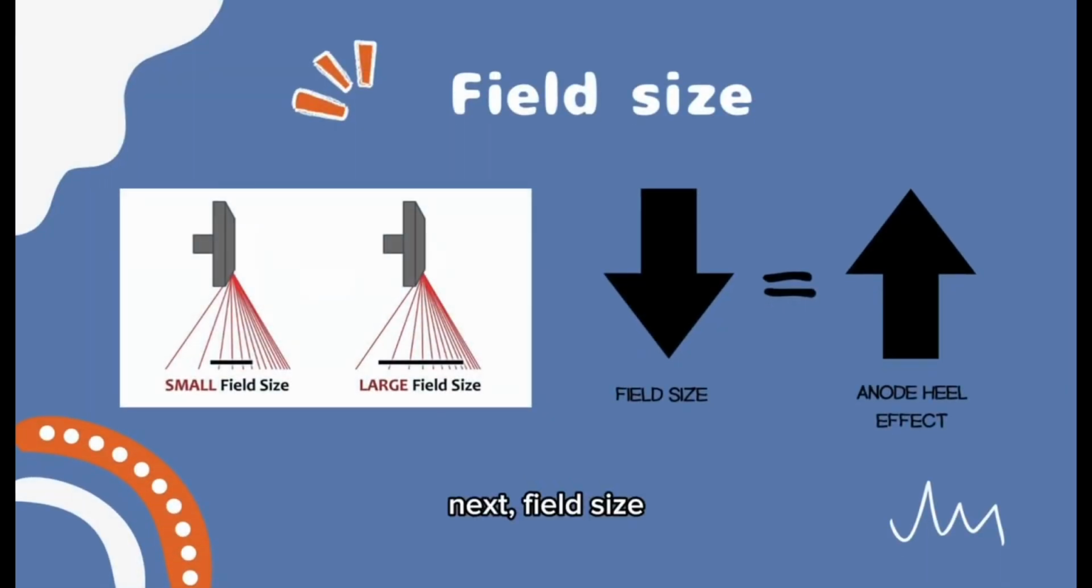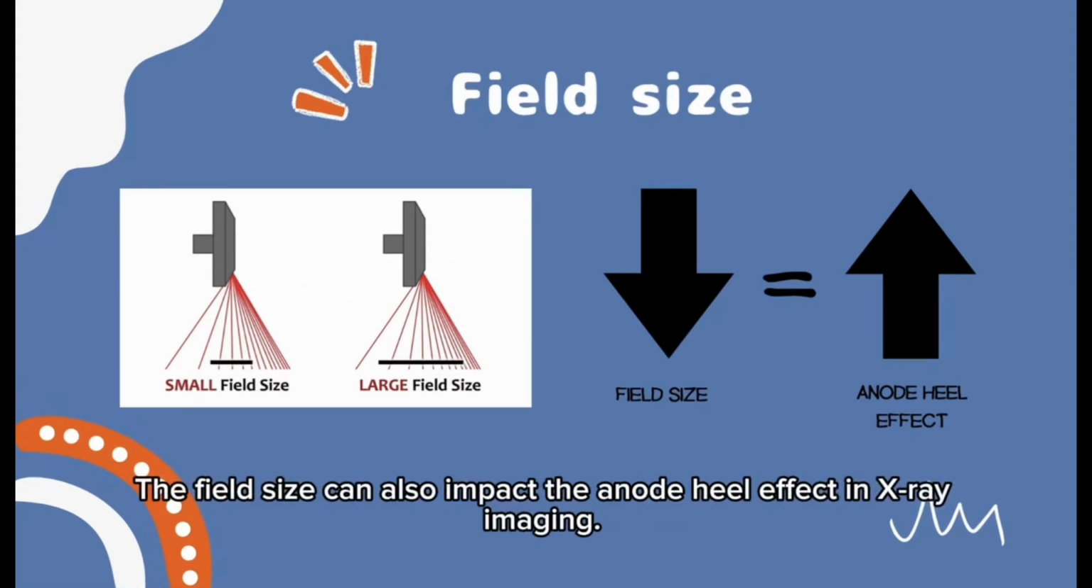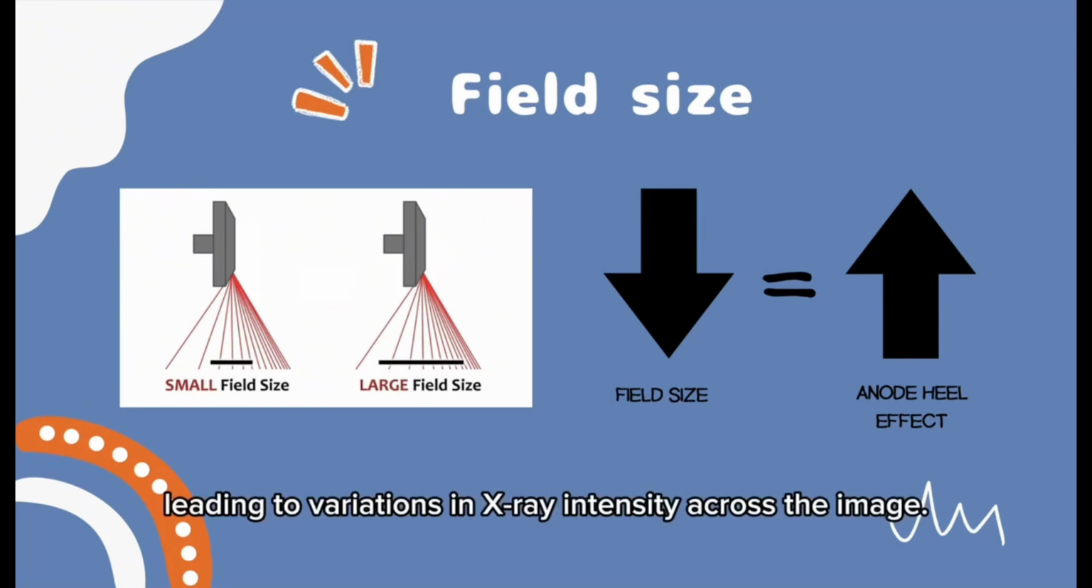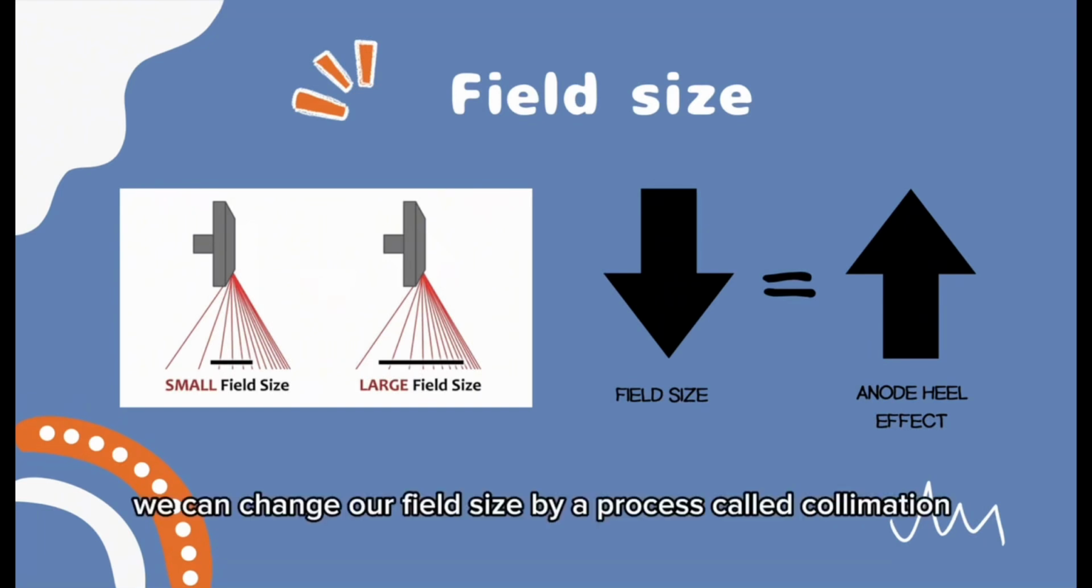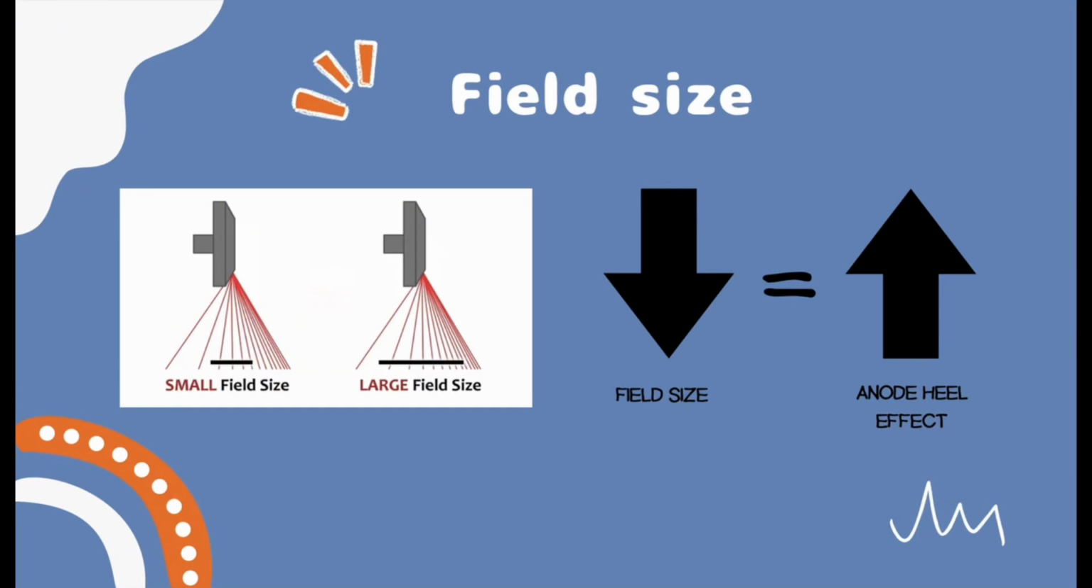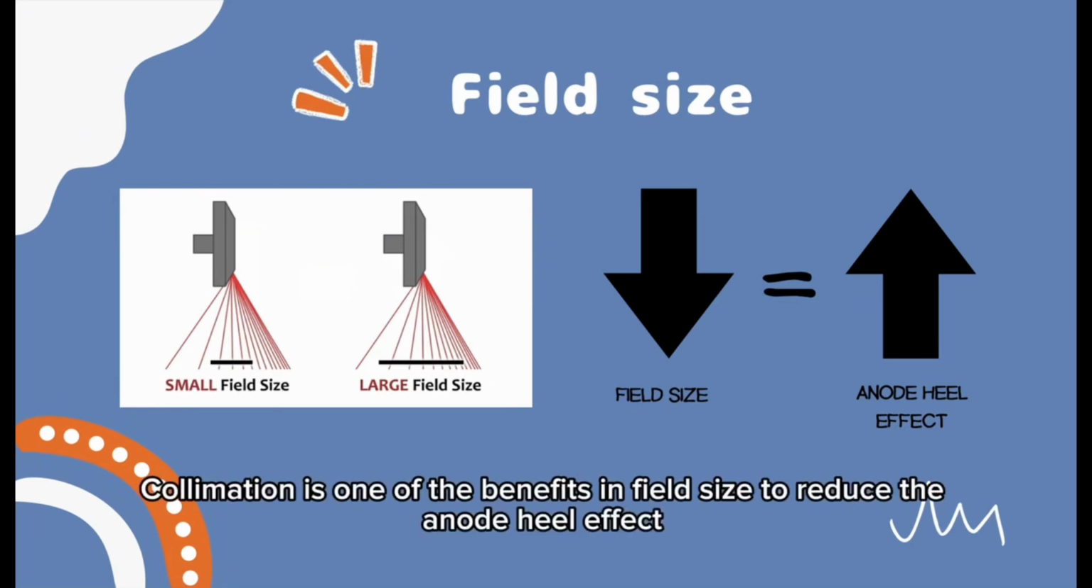And next, field size. The field size can also impact the anode heel effect in X-ray imaging. When using a larger field size, the anode heel effect becomes more pronounced, leading to variations in X-ray intensity across the image. We can change our field size by a process called collimation, where we remove X-rays on the anode and cathode sides of our field. Collimation is one of the benefits of field size reduction for the anode heel effect.